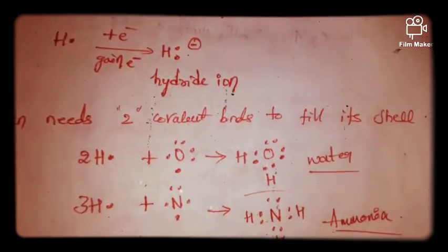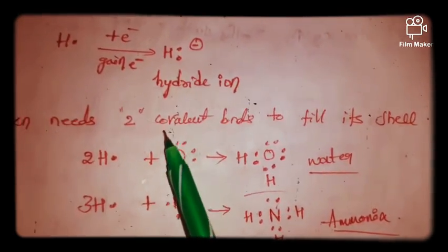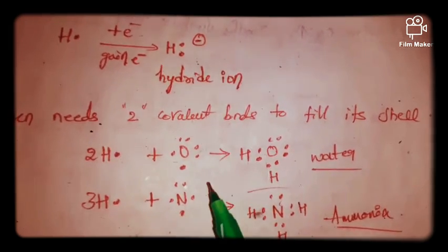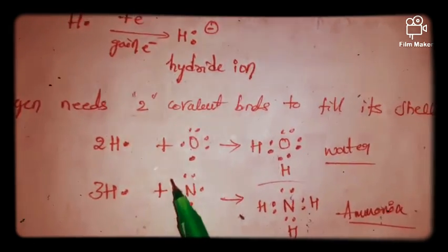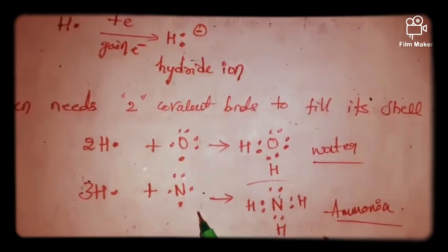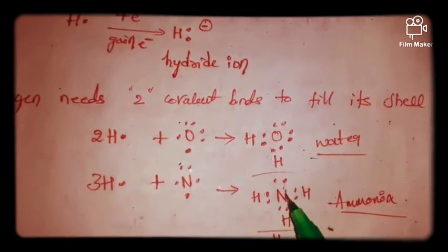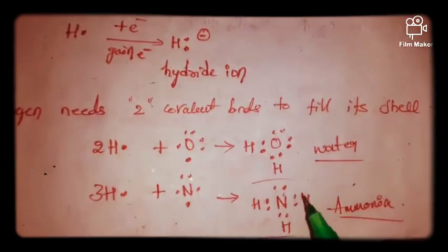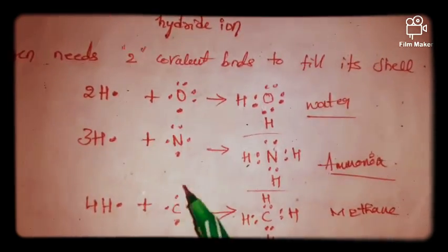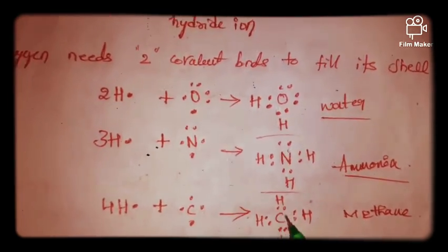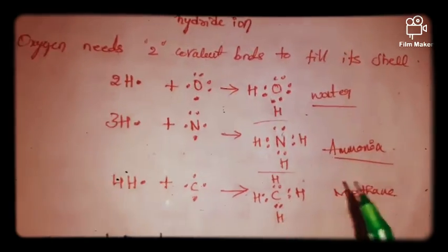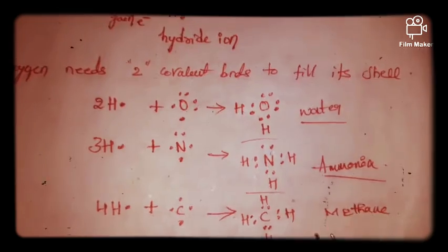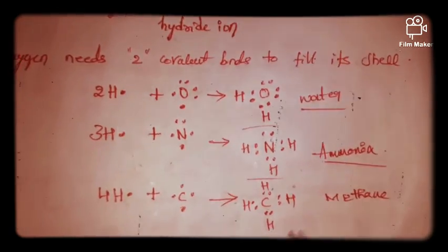The same thing friends, here oxygen needs 2 covalent bonds to fill its shell. Here nitrogen needs 3 covalent bonds to fill its shell. Similarly, carbon needs 4 covalent bonds to fill its shell, so that the number varies depending upon its valency.